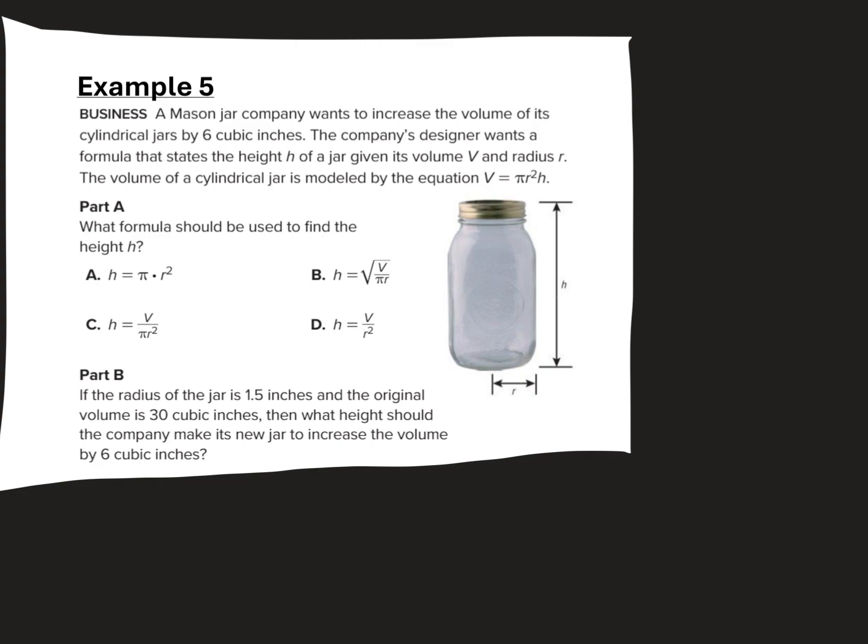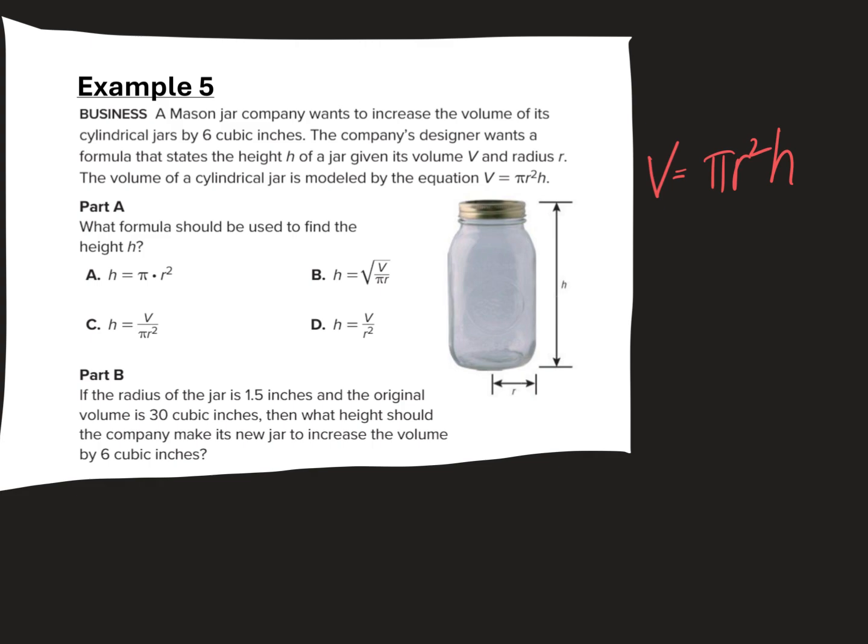For number 5, a mason jar company wants to increase the volume of its cylindrical jars by 6 cubic inches. The company's designer wants a formula that states the height h of a jar given by its volume and radius r. The volume of a cylindrical jar is modeled by the equation V equals pi r squared h. So I want to get h alone. Let's work that out.